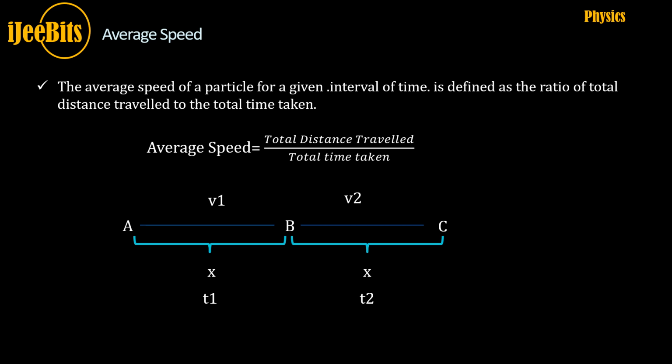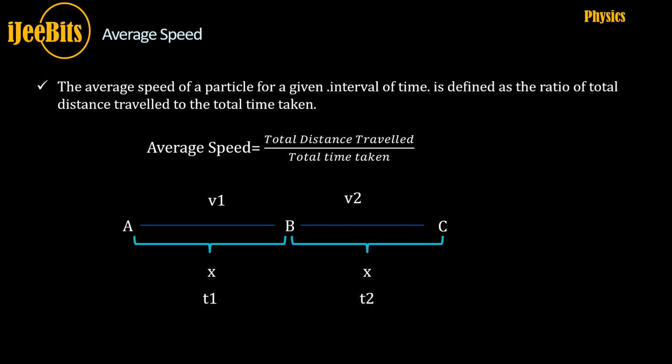Average speed. The average speed of a particle for a given interval of time is defined as the ratio of total distance traveled to the total time taken. So average speed is nothing but total distance traveled by total time taken.